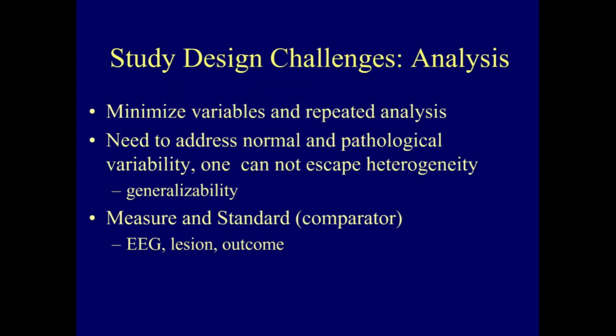There are challenges to analysis. It is important to minimize variables in repeated analysis, so it's not... one can find studies of 15 patients with 10 different measures, and of course this loses power. You also need to address normal and pathologic variability, as one cannot escape heterogeneity, and this is important for generalizability of observations. And you need to have a measure and standard for the comparator based on EEG, lesion, or outcome, among several others.